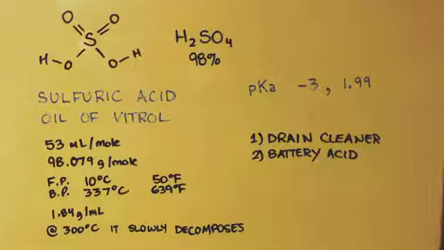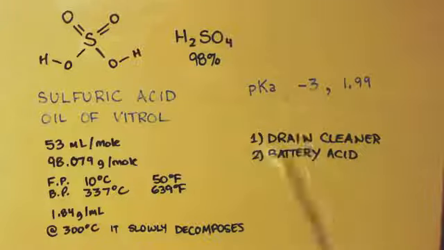Battery acid, I'm sure there's impurities in there, but let me tell you, that stuff looks clear as water. I mean, it is beautiful. But I think it's only like 30%. You'd have to titrate it to find out. The drain cleaner, you can get that at Lowe's, Walmart, wherever. I get mine at Lowe's.